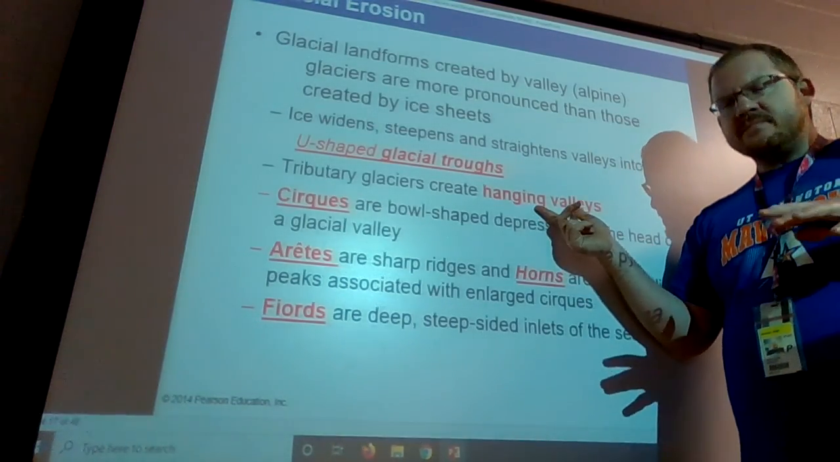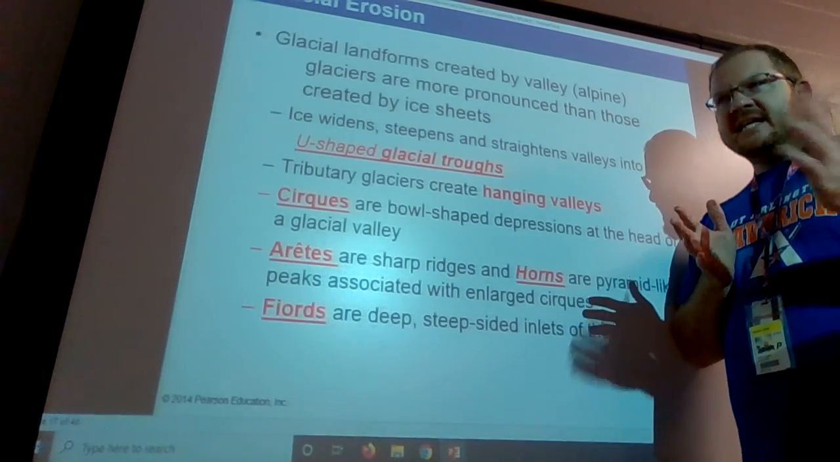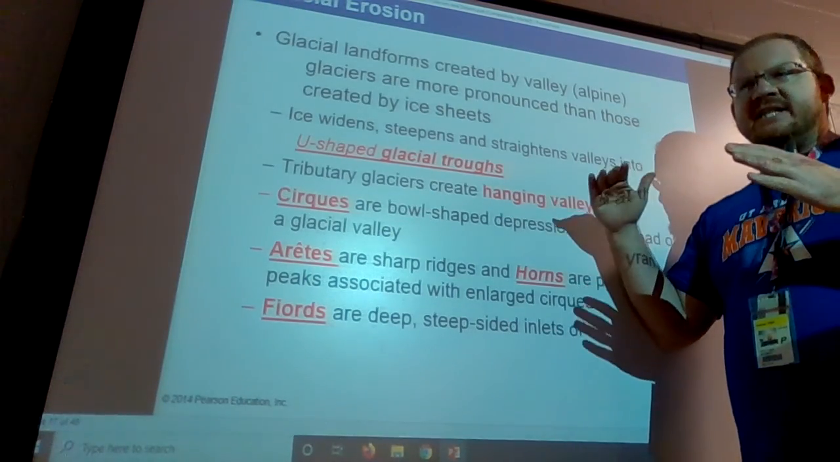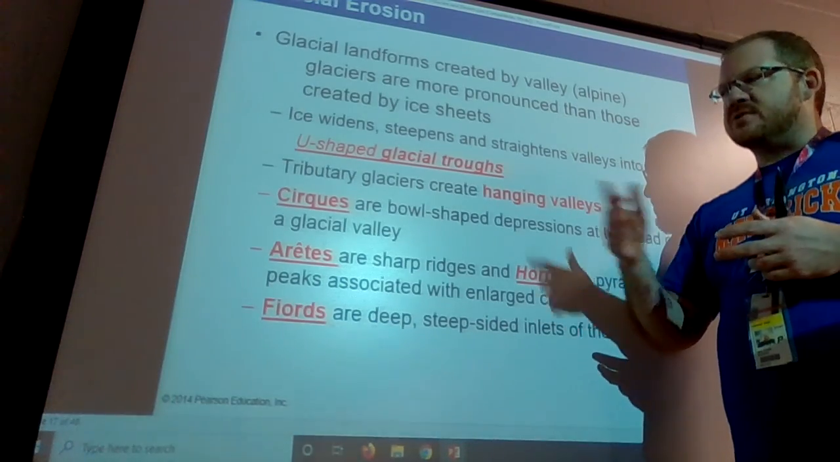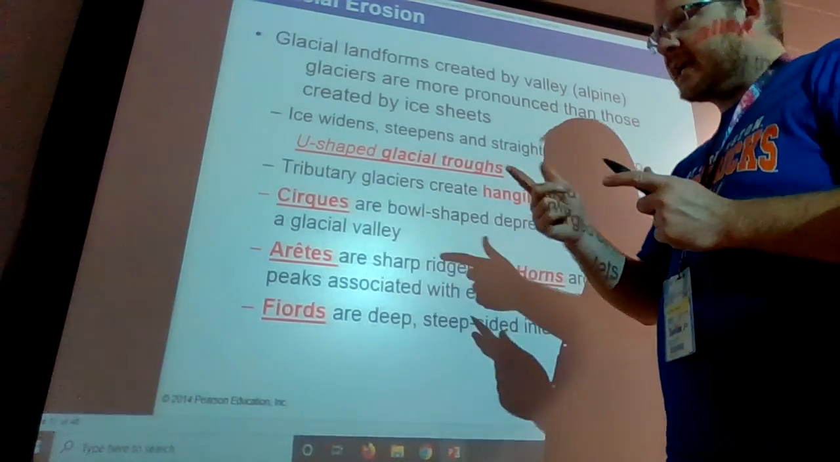Hanging valleys, when a smaller glacier leads into a large glacier, you get this kind of drop off because their bottom surfaces are not level. And so we'll see an example of a hanging valley in a second.